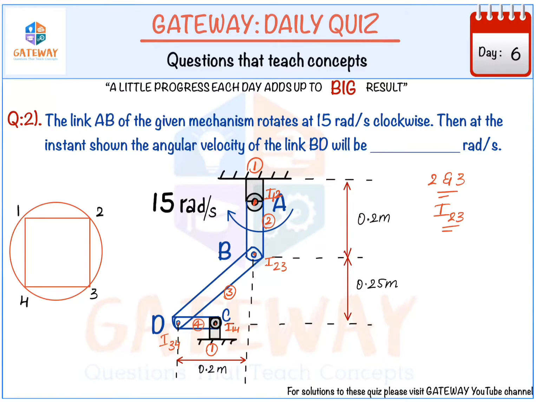As per the circle method, I12 and I23 were known to us. I13 is not known, so we need to calculate I13. For I13, how many ways can we move? One way is from I12 and I23. The other way is I14 and I43.